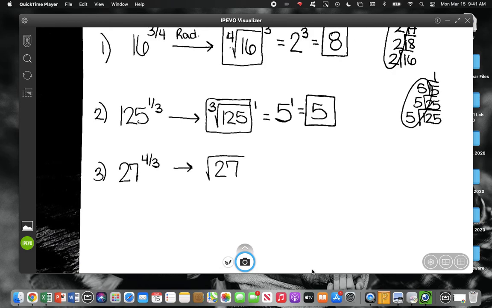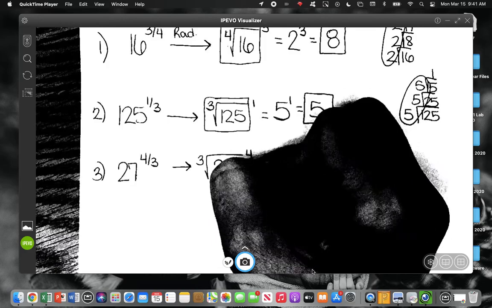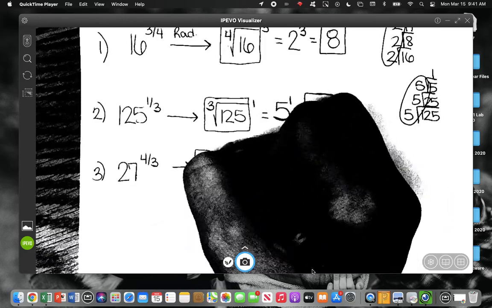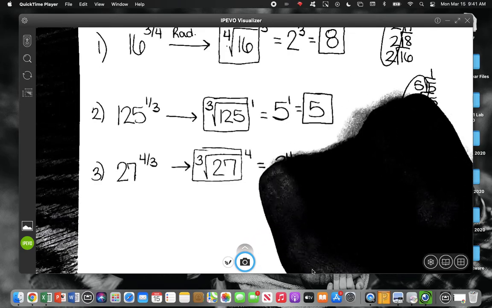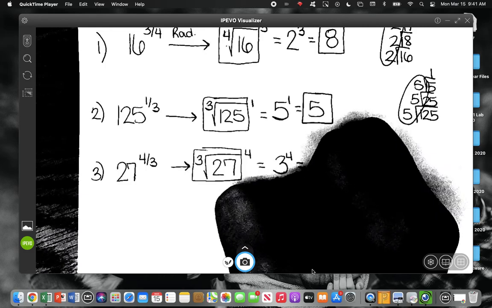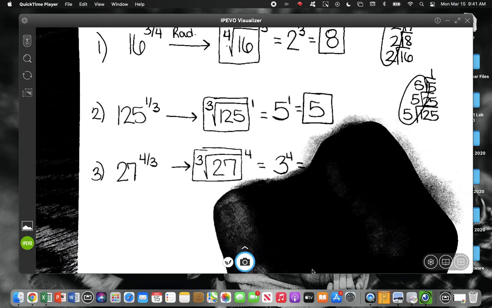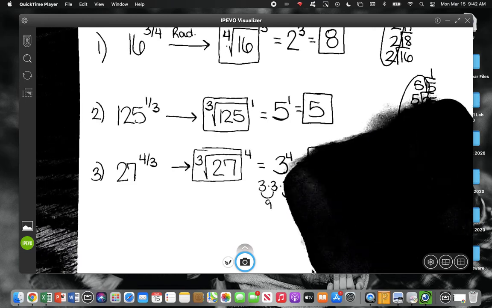So 27 goes on the inside. What's my root? Right, root is 3, power is 4. You say, what is the third root of 27? 3. Now, does anybody know 3 to the 4th? 3 times 3 times 3 times 3. So you know 3 times 3 is 9, right? And then another 3 times 3, 9 times 9 is 81.